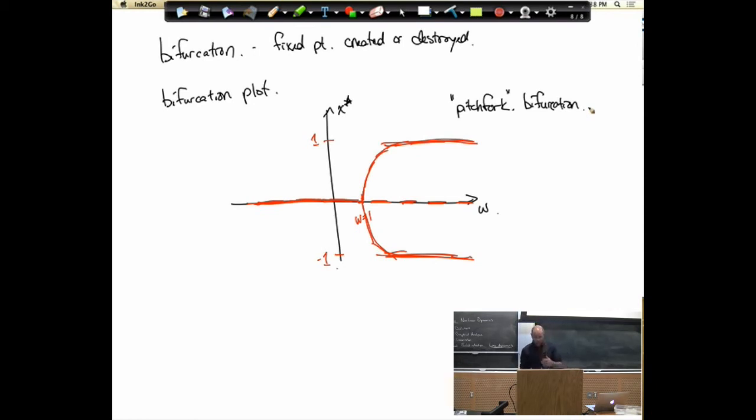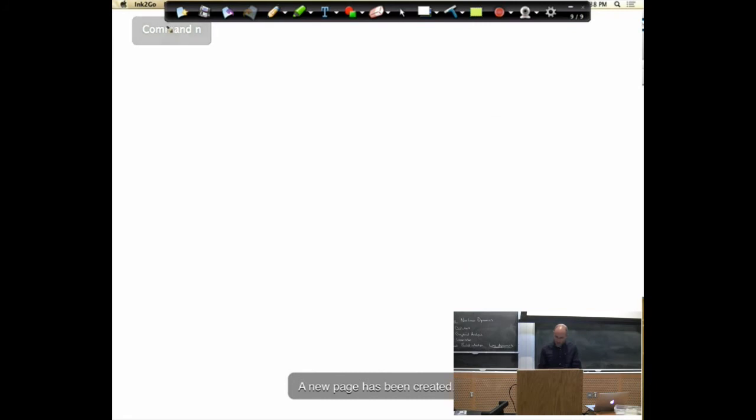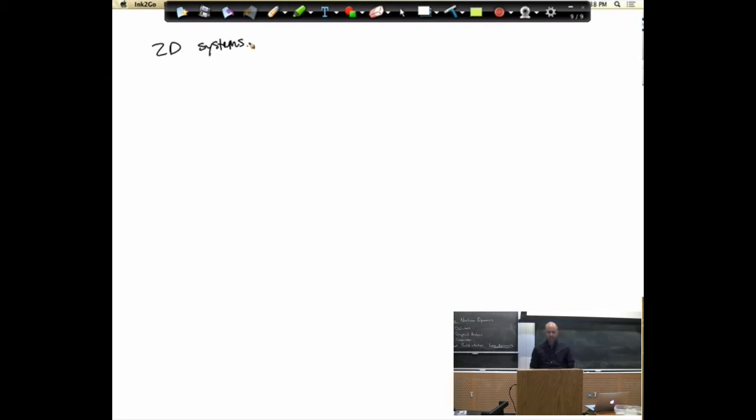Okay, so let's do the 2D system. It follows on directly from this, right? We're going to get back to our original ML squared theta double dot plus B theta dot plus MGL sine theta equals U. And you saw the pictures I plotted when I was simulating it.